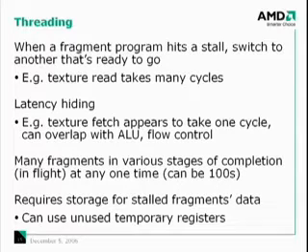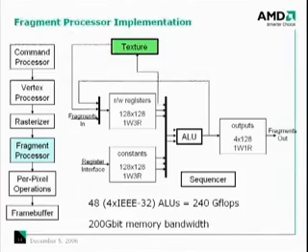One thing that's important about the way the fragment processors work is this notion of threading. On modern graphics hardware, when a fragment program hits a stall, you want to switch to something else that's ready to go. For instance, when I go out and fetch something from texture, it may not be in cache, and even if it is, it takes a long time for it to come back, as far as this thing's concerned. This thing's running at 650 megahertz. You have to wait for that data to come back.